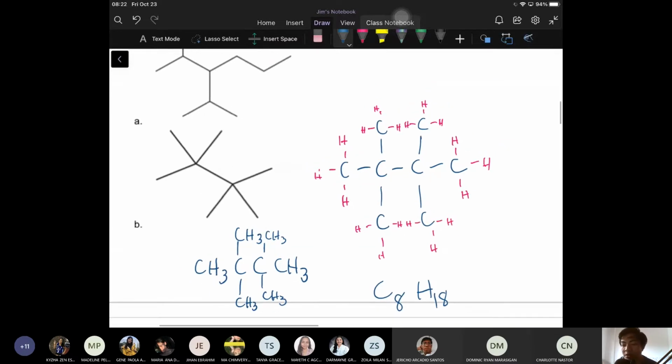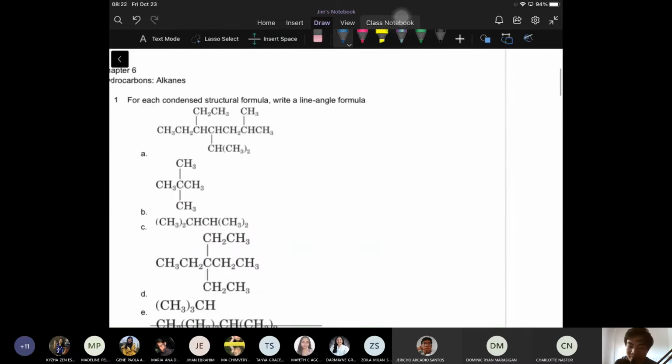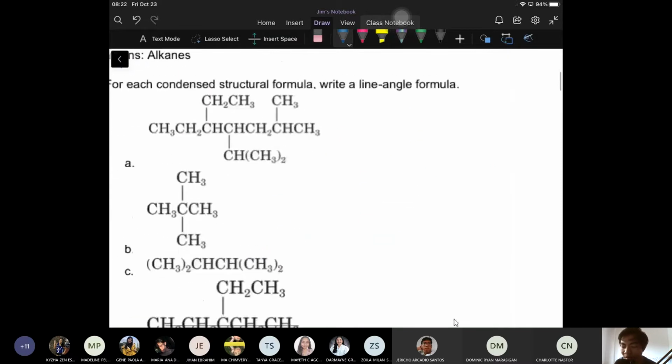Okay? So, last one. Yung last one naman, from the condensed structural formula, i-draw naman natin yung line angle formula. From this, i-convert natin siya to line angle formula. So, ganito gagawin nyo lang. Madali lang na. Hanapin nyo yung chain na yan, yung isang straight line. So, i-draw mo yun as zigzags, no? So, ilang carbon meron ka dito sa chain na to? 1, 2, 3, 4, 5, 6, 7. So, 7 yung carbon sa line na to.